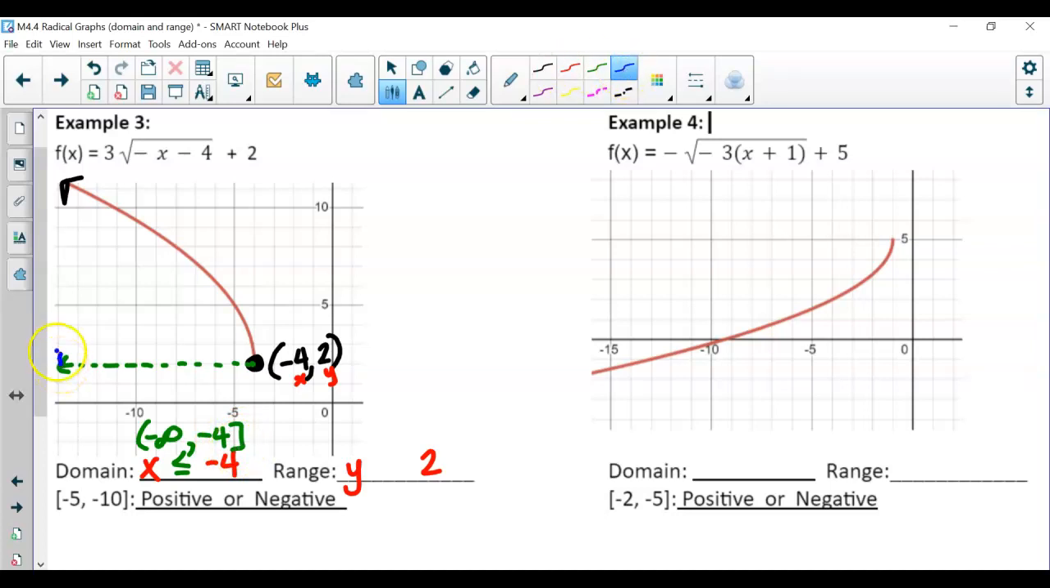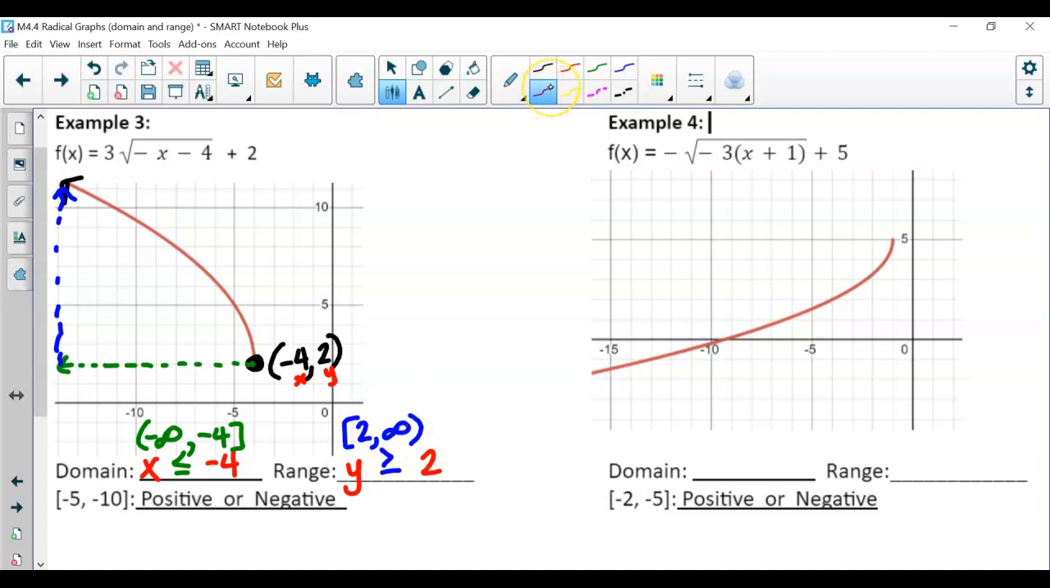From here, the graph is going up, so the y values are greater than or equal to 2. So again, greater than or equal to. We're starting at 2 and going to positive infinity.